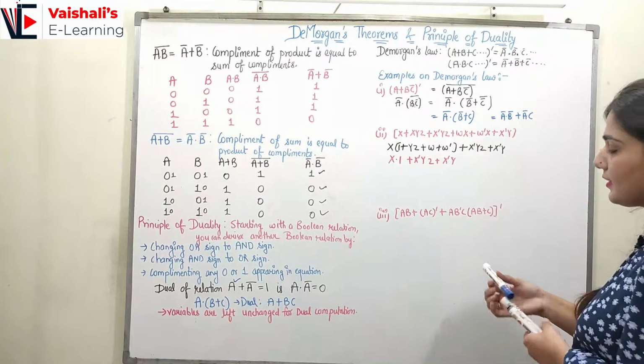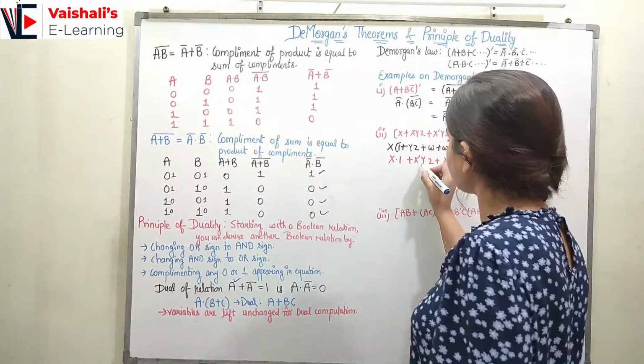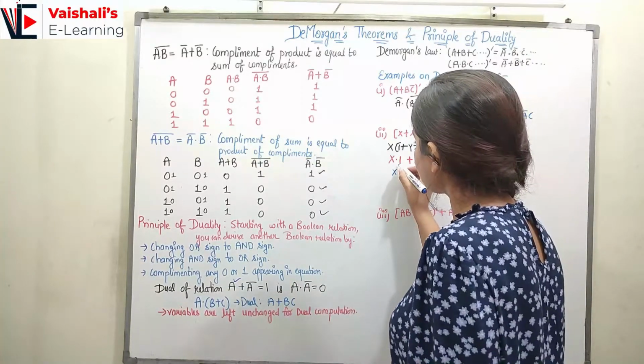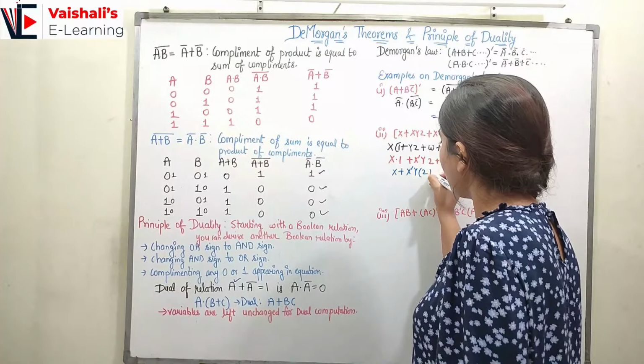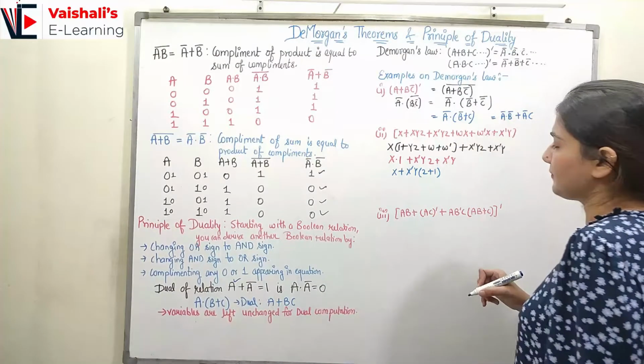So now what I can do here, I can take x dash y common. So x dot 1 would be x only plus x dash y I have taken common. I am left out with z plus 1.